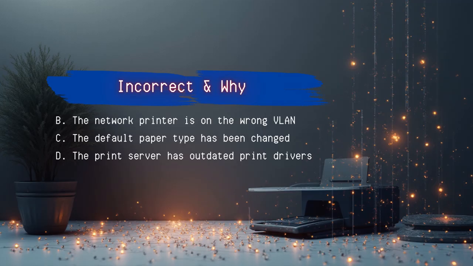Incorrect answers. B. The network printer is on the wrong VLAN. Now, while being on the wrong VLAN could cause network connectivity issues, it wouldn't typically lead to the need for manual confirmation on the printer. However, users would likely experience the printer being unavailable or the print job not reaching the printer at all if there were a VLAN issue.